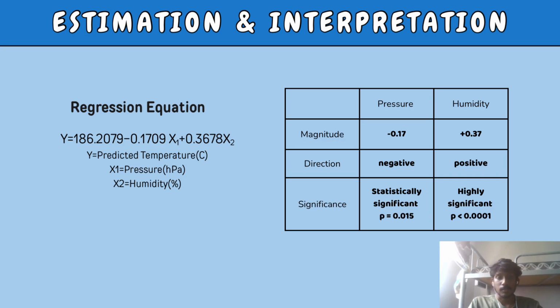The pressure has a negative relationship with the temperature. Meanwhile, the humidity has a positive relationship with the temperature. Pressure is statistically significant, compared to the humidity, which has a higher significance compared to the pressure.